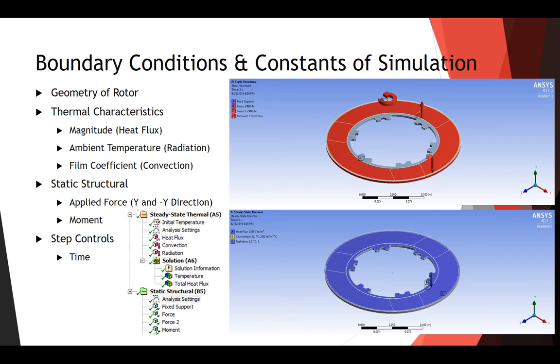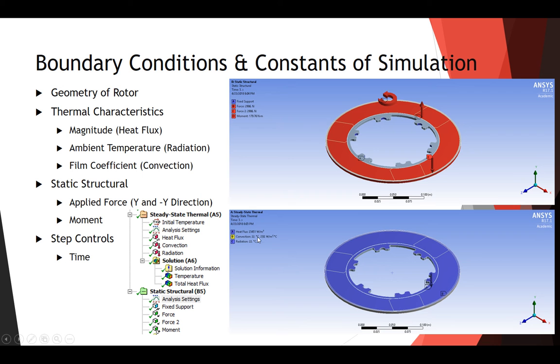And here are the boundary conditions and constants of the simulation. The geometry of the rotor and the thermal characteristics as well as the static structural characteristics all remain constant, as well as the time element. Here you can see that the moment was applied as well as force in the y and the negative y direction, and this is representative of pad force applied to the rotor. It was fixed on the 6 tabs, so here, here, here, here, and here as well. This is basically where the rotor bolts onto the hub assembly.